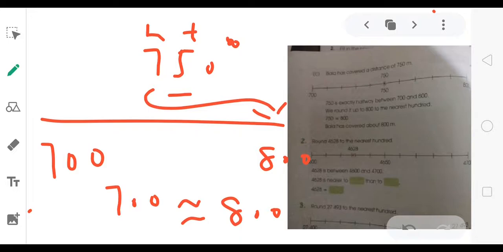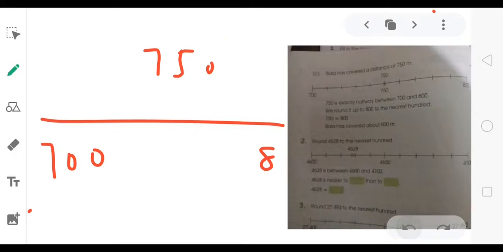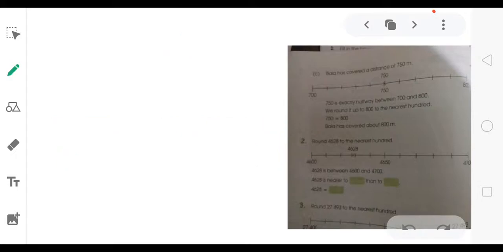Hopefully you know this method. This one is so easy. Just remember some key points. Come to question number 2. Round 4628 to the nearest 100.